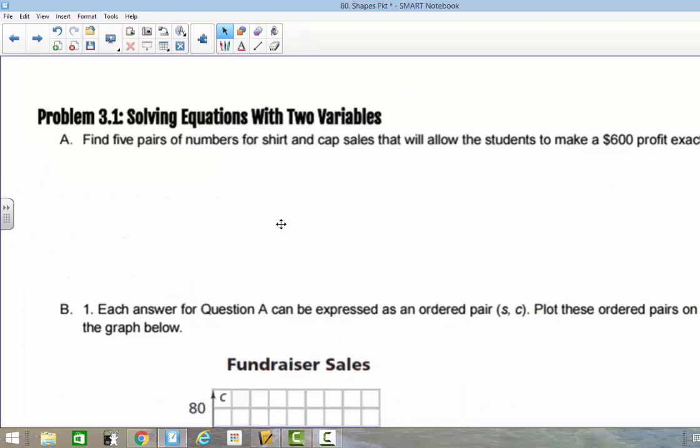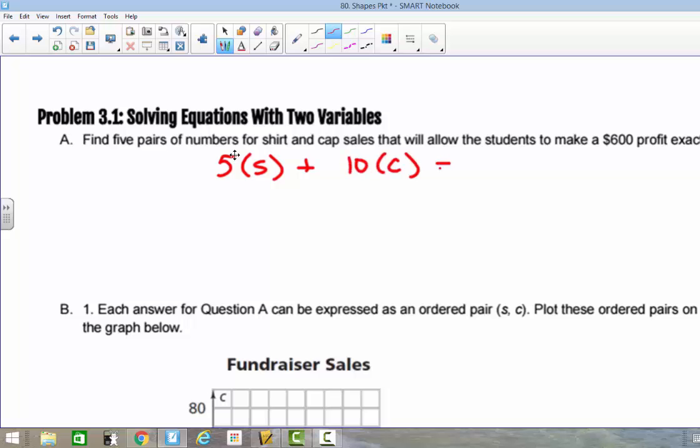The next question asks for 5 pairs of numbers for shirts and caps that allow a student to make $600 profit exactly. So $5 per shirt plus $10 per cap needs to now equal $600. I think it's very easy to start with the two intercepts. So we'll do shirts and caps, this being your X and Y.